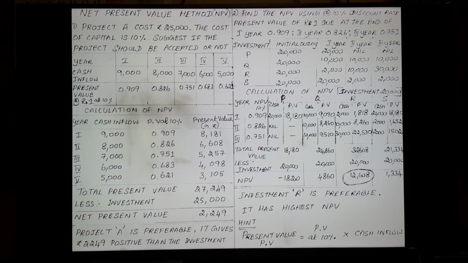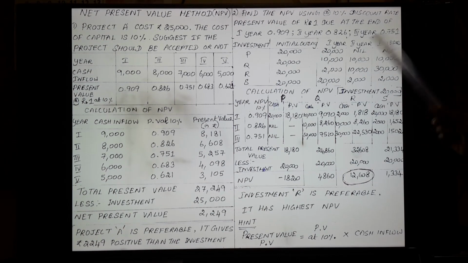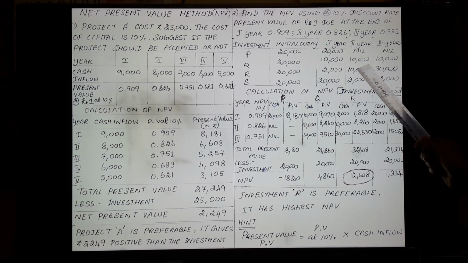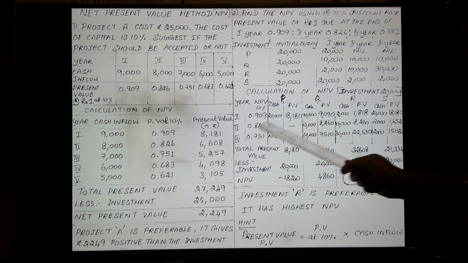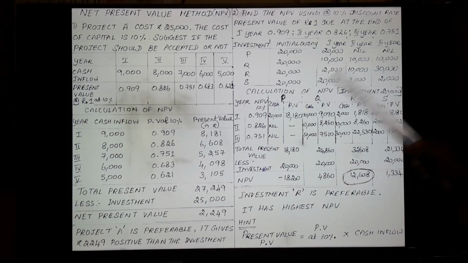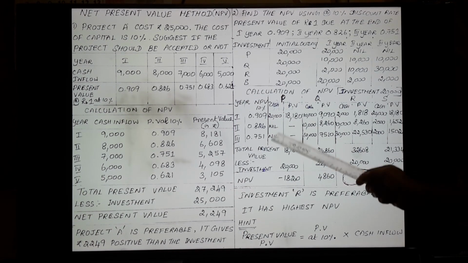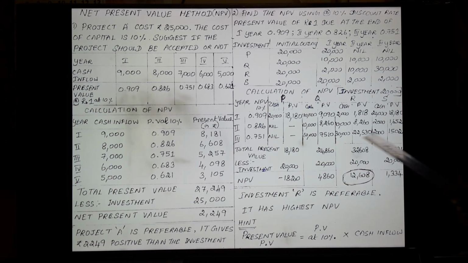And for the second year, what do you do? This is the second year. For P, nil is the cash inflow. There is no cash inflow. For Q, 10,000. For R, 10,000. For S, 2,000. Same way, 0.826. You multiply by this, so you get the answer. Like this way, you get the answer. And for the third year, this is the third year, P nil. For Q, 10,000, and 10,000 into 0.751, you get 7,510. Simultaneously, you do all these things.